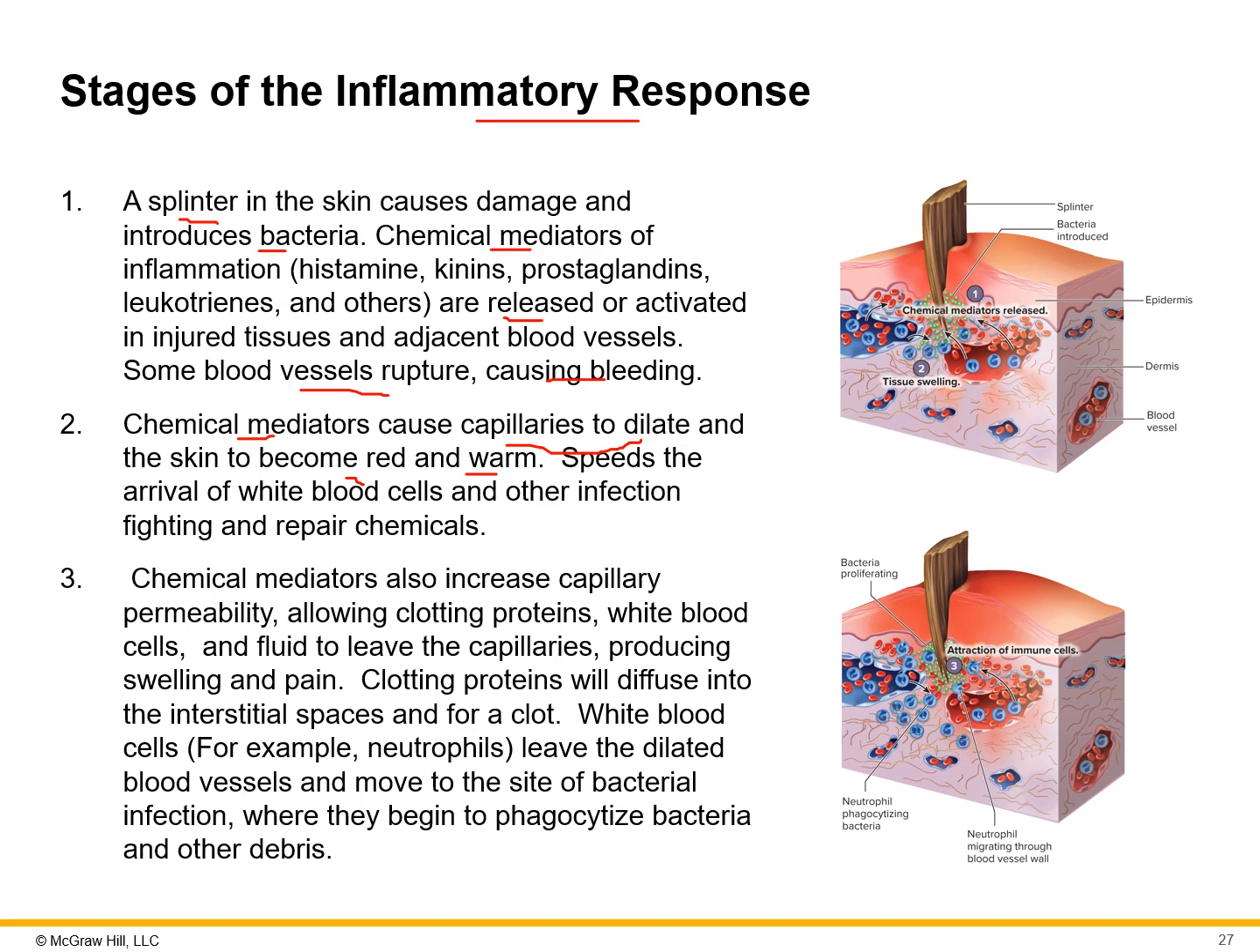So that speeds the arrival of the white blood cells and other infection-fighting chemicals. So it helps get them there, kind of the recruiters. Those chemical mediators also, again, increase the permeability, so it's letting that water come in and the white blood cells get out, so those clotting proteins can diffuse into those spaces to help form that clot.